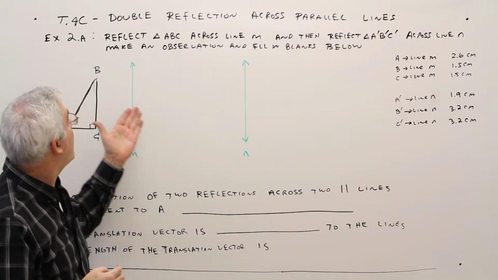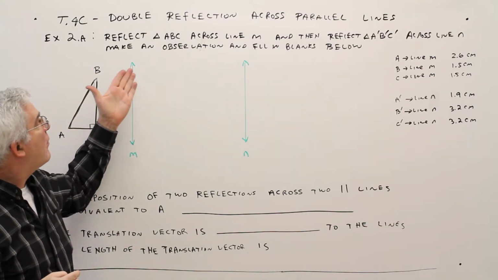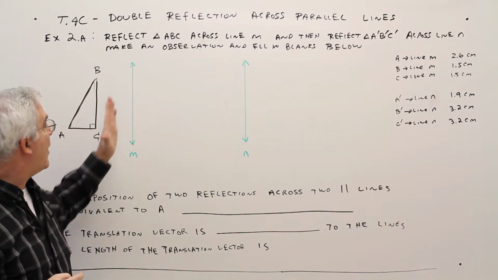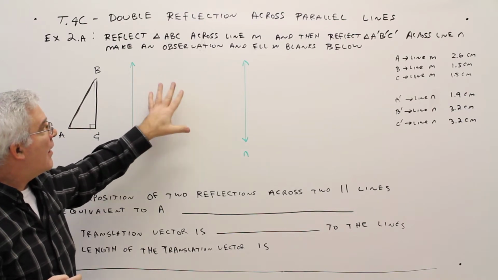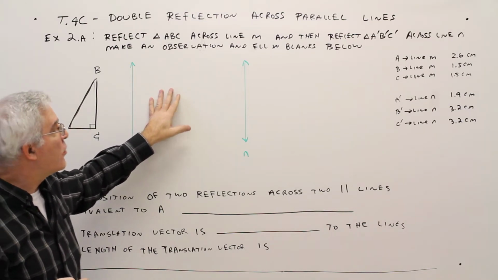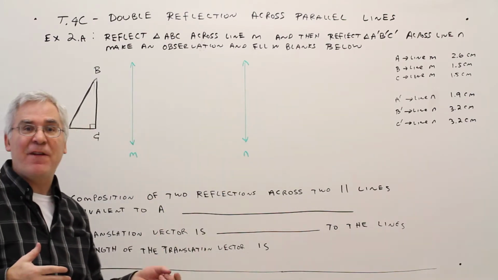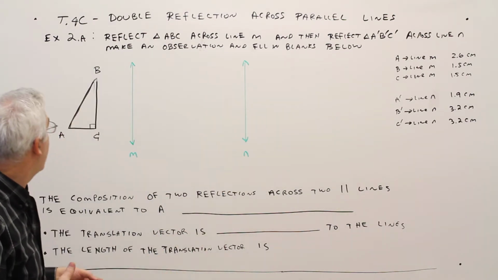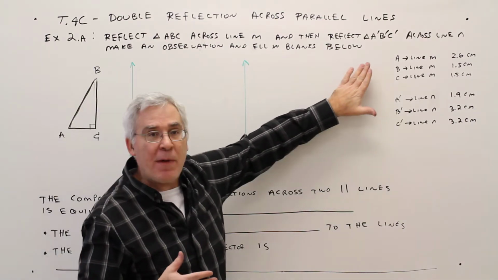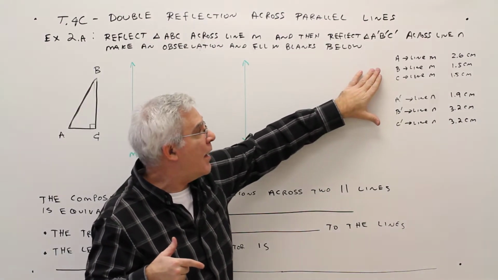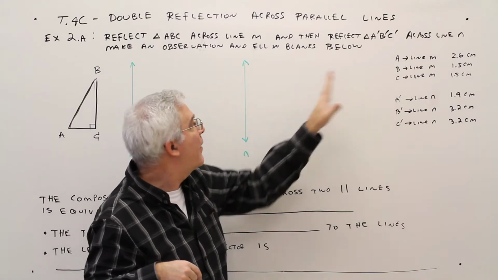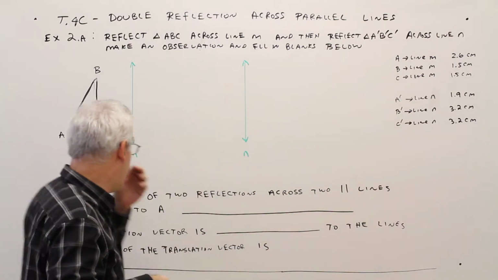All right, so we've got example 2A. Reflect triangle ABC across line M, and then reflect that image across line N, and make an observation and fill in the blanks below. Okay, so again, I took the measurements with a ruler on the example paper that you have. Of course, mine will be a little bit different on the board.